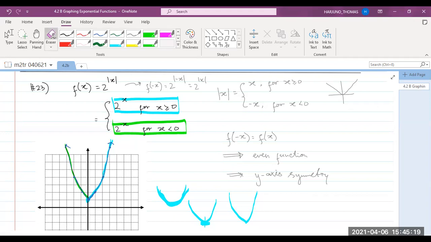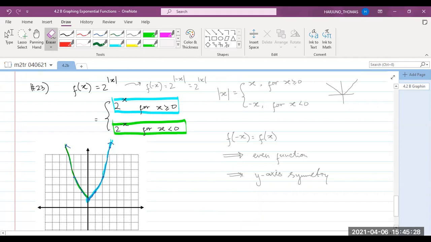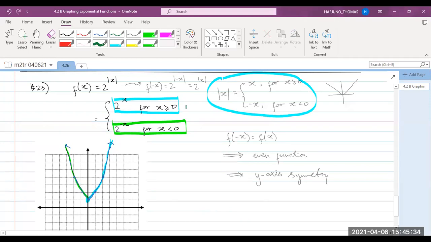Now, this is how you graph the ones with absolute value. So basically, you go back to this basic definition of absolute of x, and then you put it back there, and it gives you this.